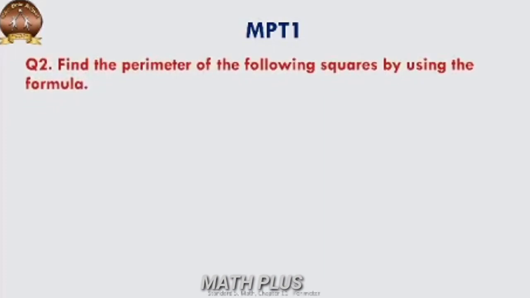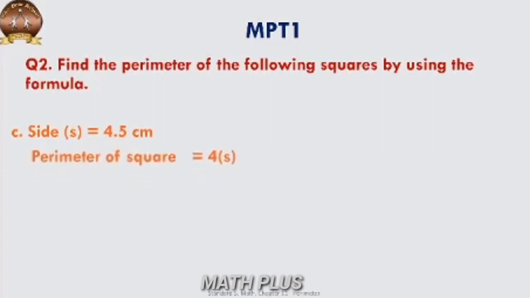Find the perimeter of the following squares by using formula. Now the side of the square is given, 4.5 centimeter. Perimeter is 4 into side. If a figure is given, that's okay, we can use the figure's sides. If a figure is not given, then also we can draw a figure if we are willing to draw it. These questions can be done without the figure also, so I'm doing them without figure here.